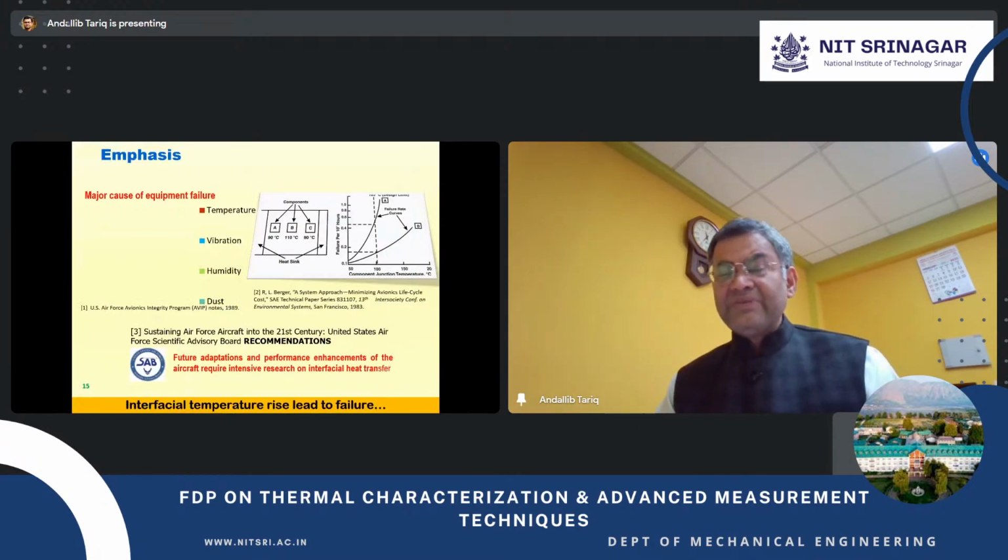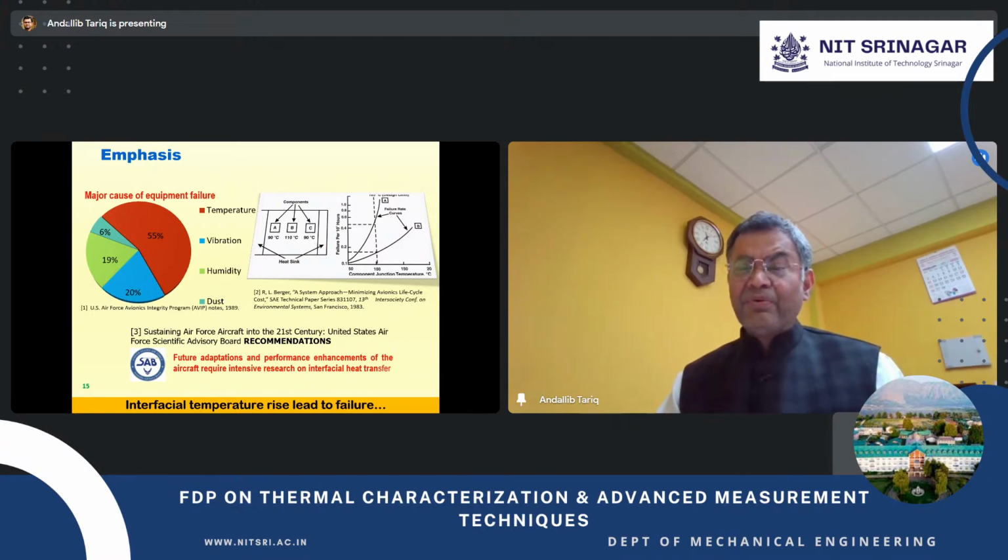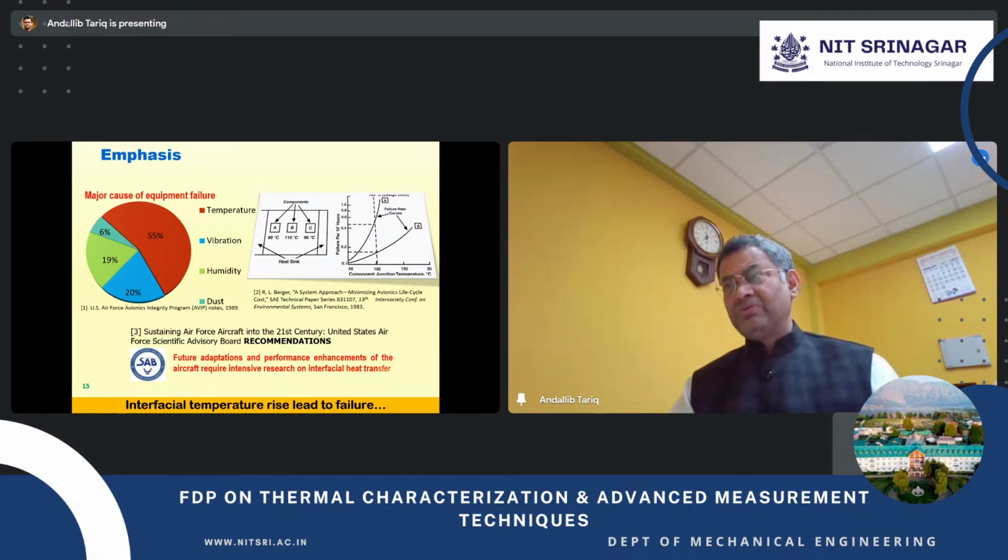Now it has very enormous practical implications. I will summarize one piece of data. All engineering equipment is, directly or indirectly, either heat producing, heat generating or heat sinking, so most of the failure occurs due to that. It has been found that 55% of major equipment failure is related to temperature, 20% to vibration, 19% to humidity, and the remainder to dust. So you can see how important thermal analysis or thermal failure is.